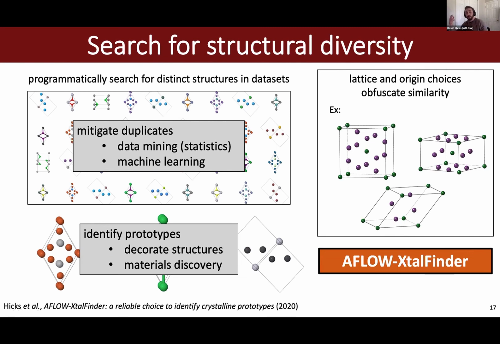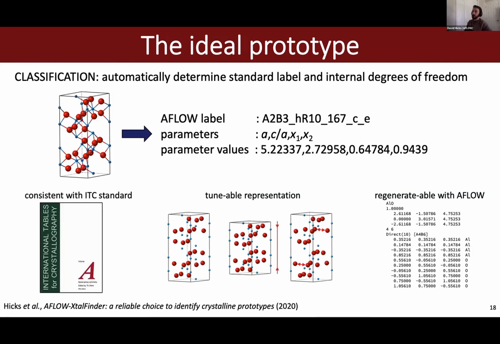In this case, we're modeling a macroscopic crystal. When you're doing this, you're creating a finite unit cell, so it has a finite number of elements, and you can represent this with different unit cells or origin choices. So in this case, this is all the same crystal, but in different representations. So we need a programmatic way to determine the similarity regardless of what representation the structure is in. This is the motivation behind this tool.